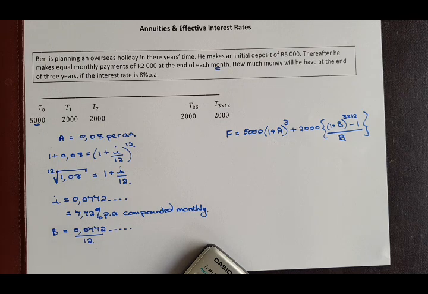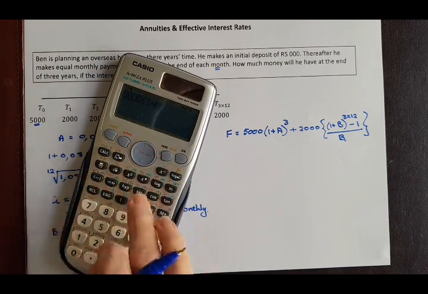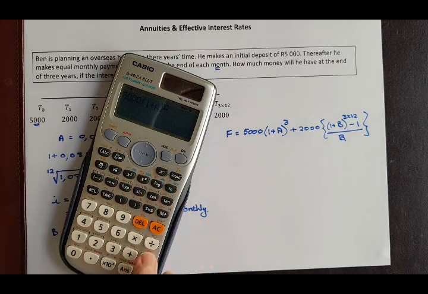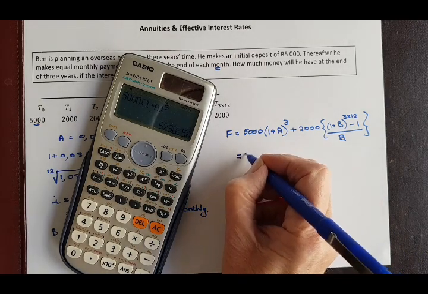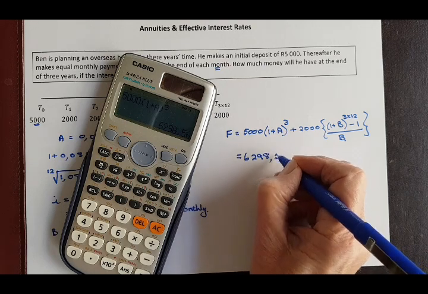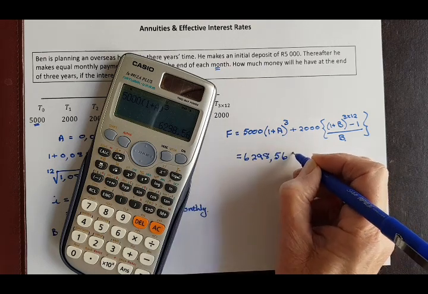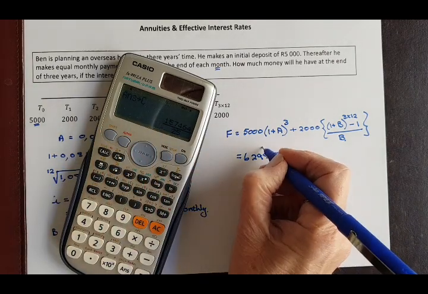Okay, so we have 5,000, open bracket, 1 plus alpha a, close bracket, raised to the power of 3. I'm going to write that down just so that you can check it as we go. 6298 56. Shift store C. I've put it in memory C.